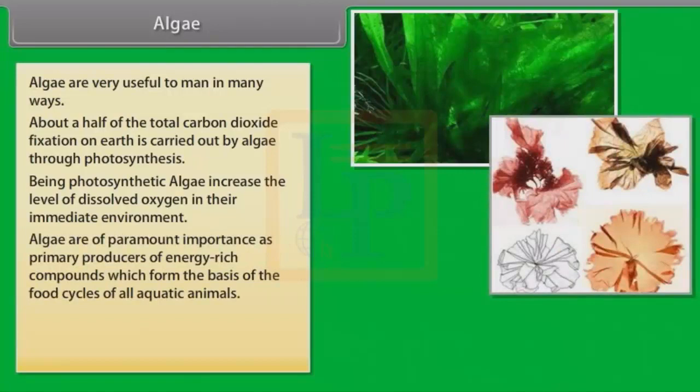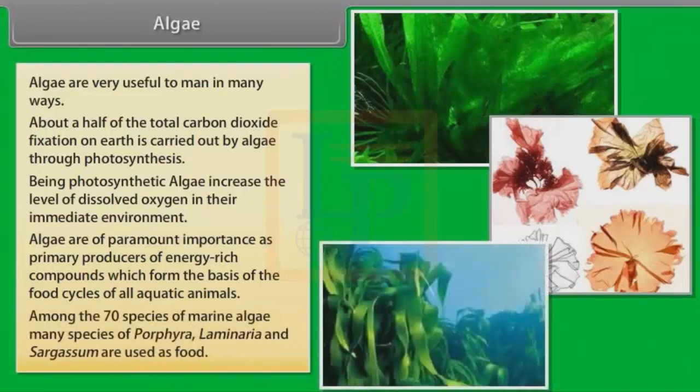Algae are of paramount importance as primary producers of energy-rich compounds which form the basis of the food cycles of all aquatic animals. Among the 70 species of marine algae, many species of Porphyra, Laminaria and Sargassum are used as food.